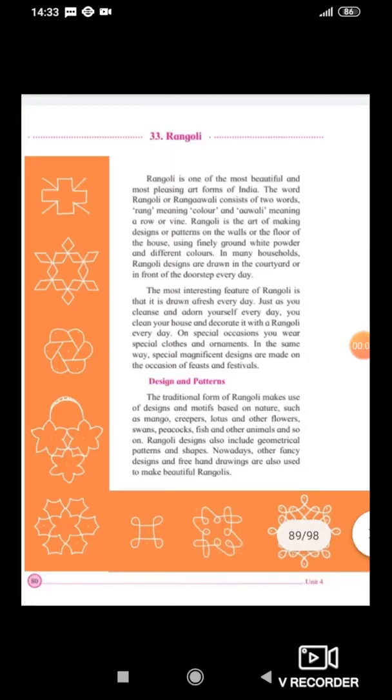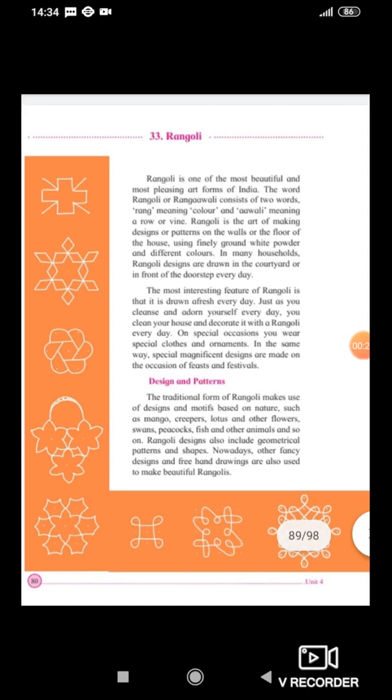Now dear students, in the previous lecture we learnt chapter number 32, Helen Keller, and we completed that chapter. Now in today's online session, we are going to study the last chapter of unit 4, that is chapter number 33, Rangoli.